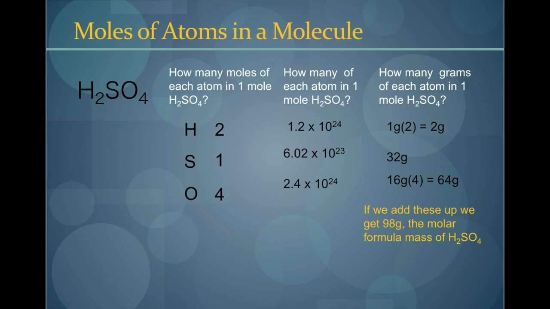So remember, the formula mass of H2SO4 is 98 grams. So if we have 1 H2SO4 molecule, it's got a mass of 98 atomic mass units. If we have 1 mole of H2SO4, it's 98 grams.